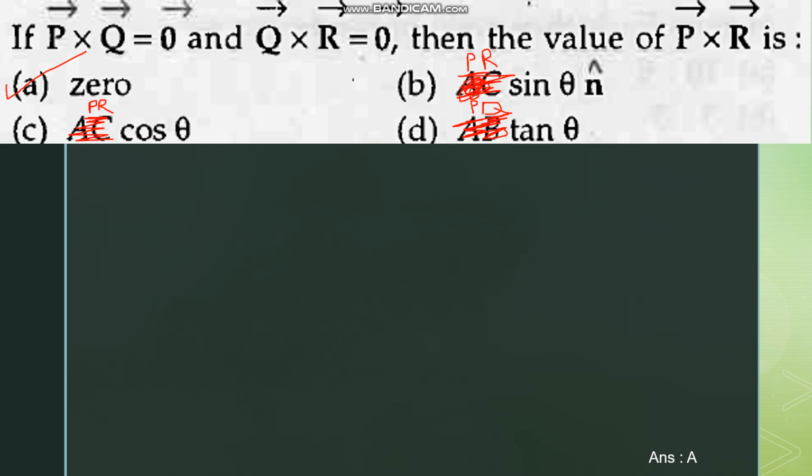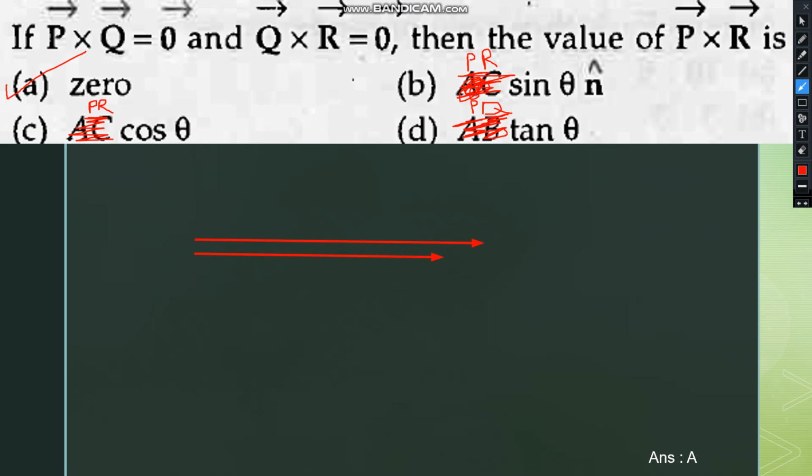This is called the priority of choosing options. Sometimes we need this. Now let's explain how we got this. If this is P and this is Q somewhere here, so the angle is 0 degrees. P cross Q is 0 means sin theta is equal to 0, as sin theta is 0 when theta is equal to 0 or 180 degrees.